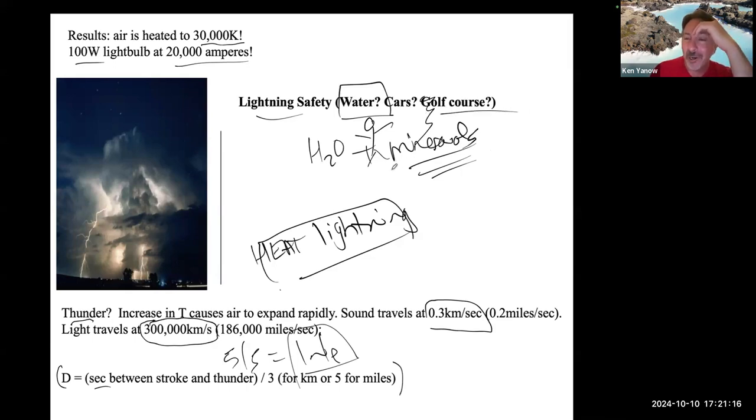Don't be on a golf course, because golf courses have a bunch of trees, and then you're holding a lightning rod called a golf club. So not a good idea to be on a golf course.